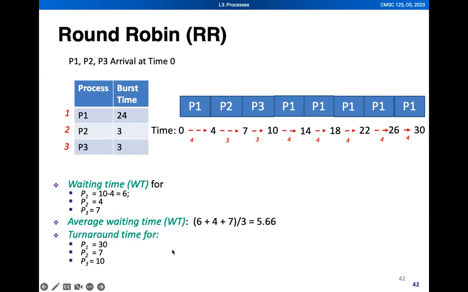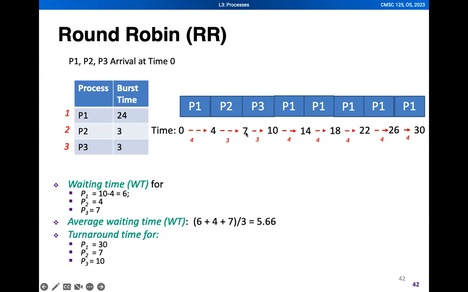And what about the turnaround time? Assuming that the arrival time of all the processes is at time 0, to compute the turnaround time, you simply get the difference of the completion time minus the time that they arrived. So P1 got completed at the 30th millisecond and it arrived at time 0. So that's 30 minus 0. So P1's turnaround time is 30 milliseconds.